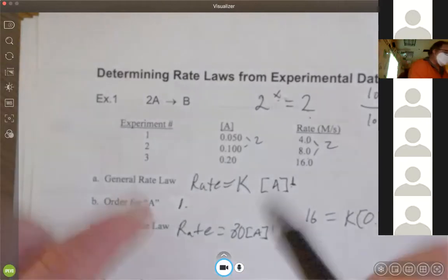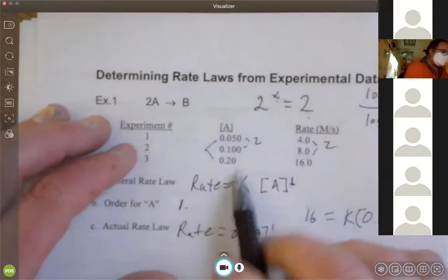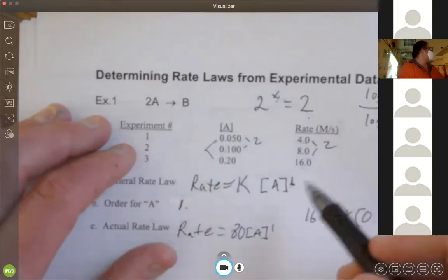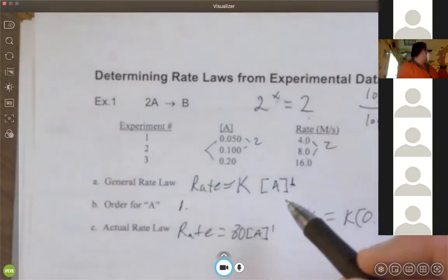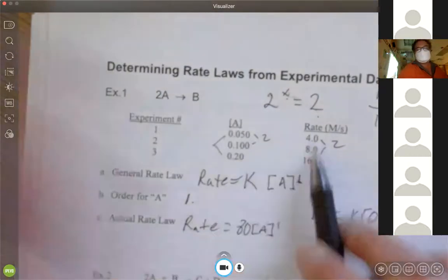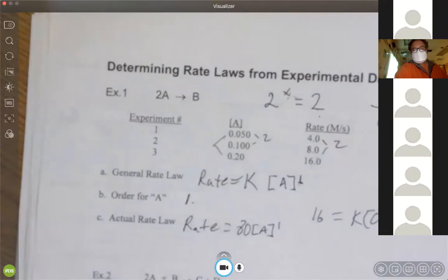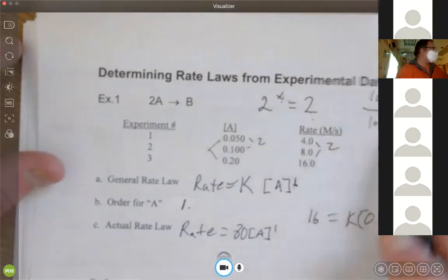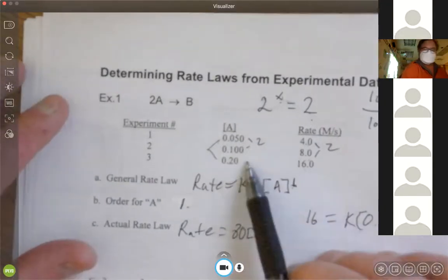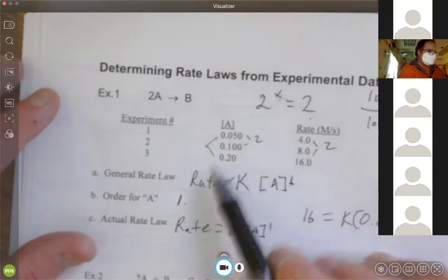And just to show you this would work, if I took 0.2 divided by 0.05, what would I get? 4. And if I take 16 divided by 4, I would get 4. What is the log of 4 over the log of 4? Still 1, right? So it doesn't matter which of these trials I compare. I could also compare 2 and 3, and 8 and 16.